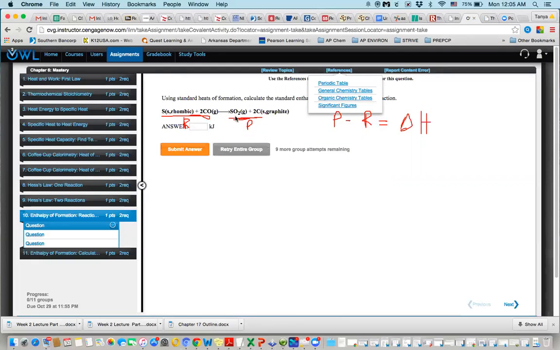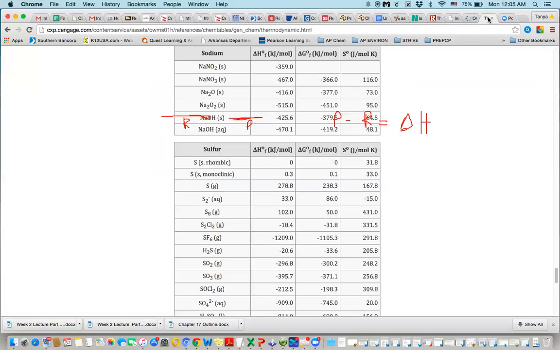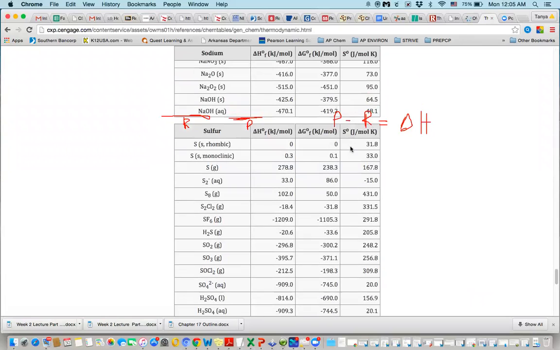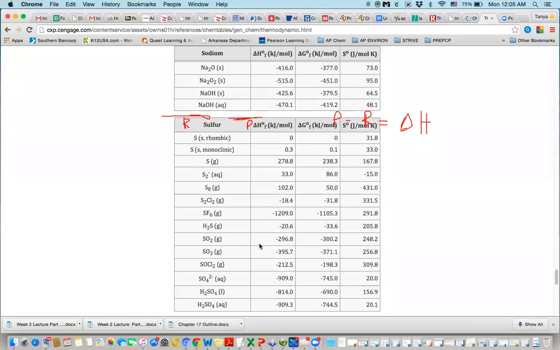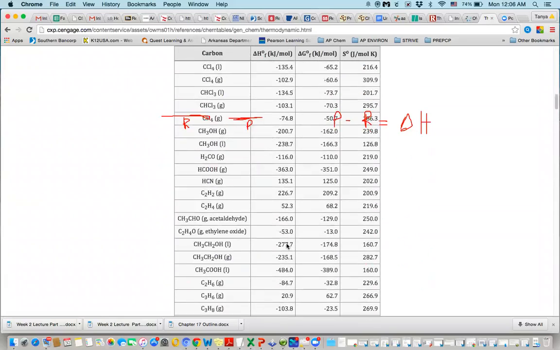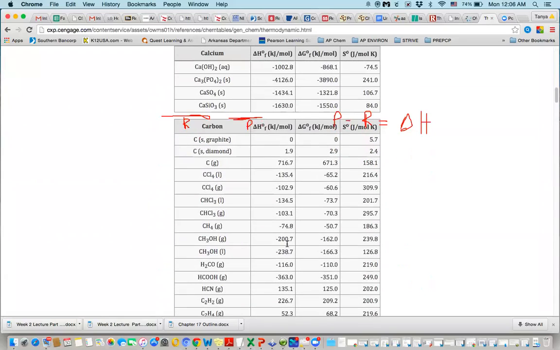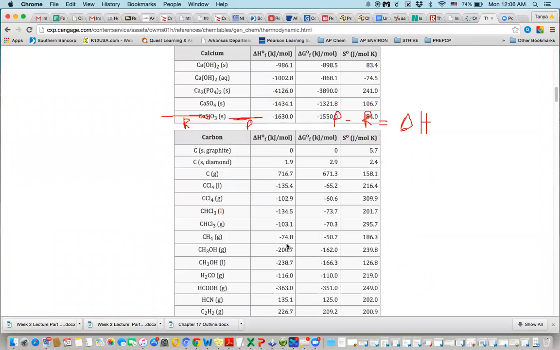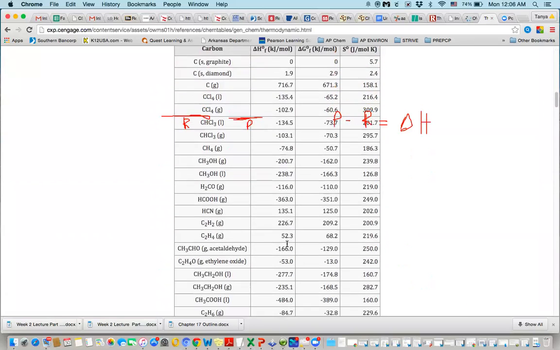So we only need SO2 and we need carbon monoxide. Carbon monoxide as a gas, SO2 also as a gas. Okay, so since I'm in the sulfurs, SO2 as a gas is a negative 296.8. See it right here. And then I'm going to go up to carbon monoxide.